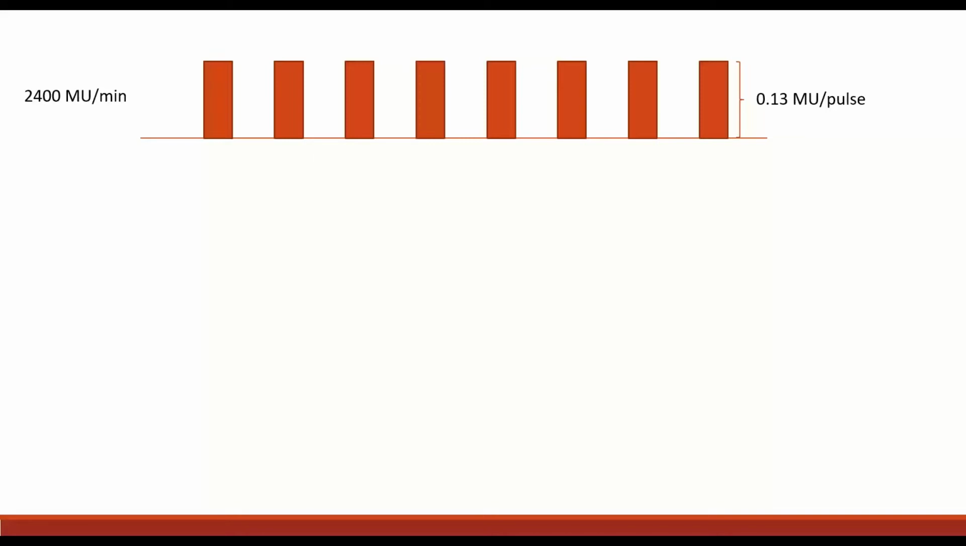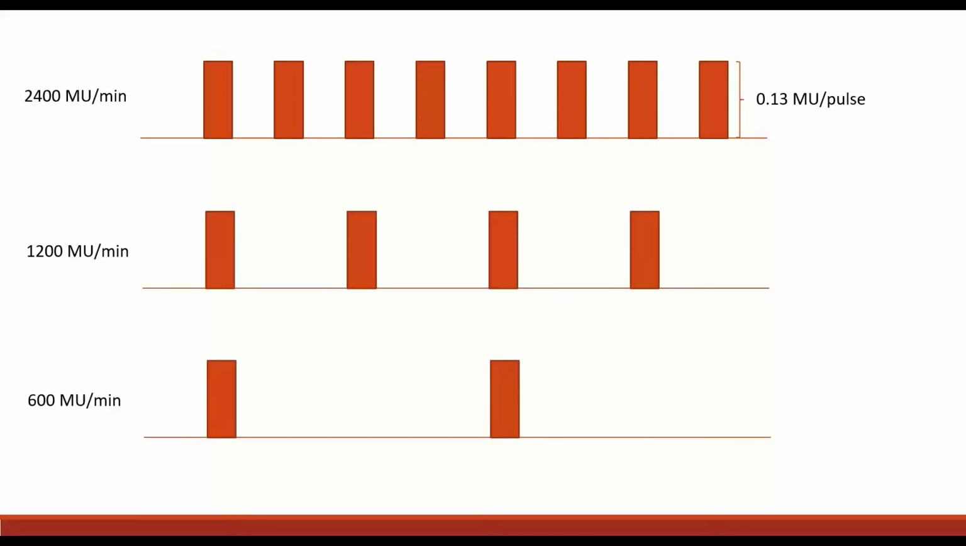To decrease the nominal dose rate, the LINAC drops pulses periodically, effectively decreasing the pulse repetition rate. The dose per pulse is still 0.13 MU per pulse. It's important to note that the ion recombination effect is only dependent on dose per pulse, or the instantaneous dose rate, since the ions have time to reach equilibrium before the next pulse.